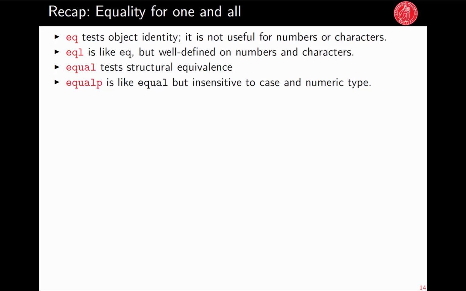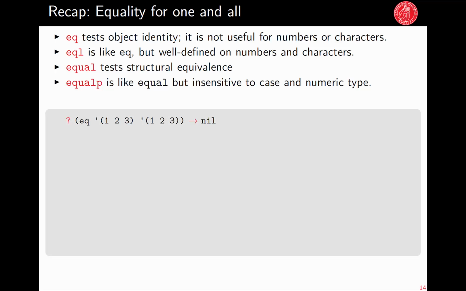recursively the structural equivalence of lists. So you can test nested lists even, and if they contain the same values, although they're separate lists, separate objects in memory, equal will return true. EqualP is even more admissive and will return true regardless of the case and the numeric type of the argument. So we'll look at a couple of examples.